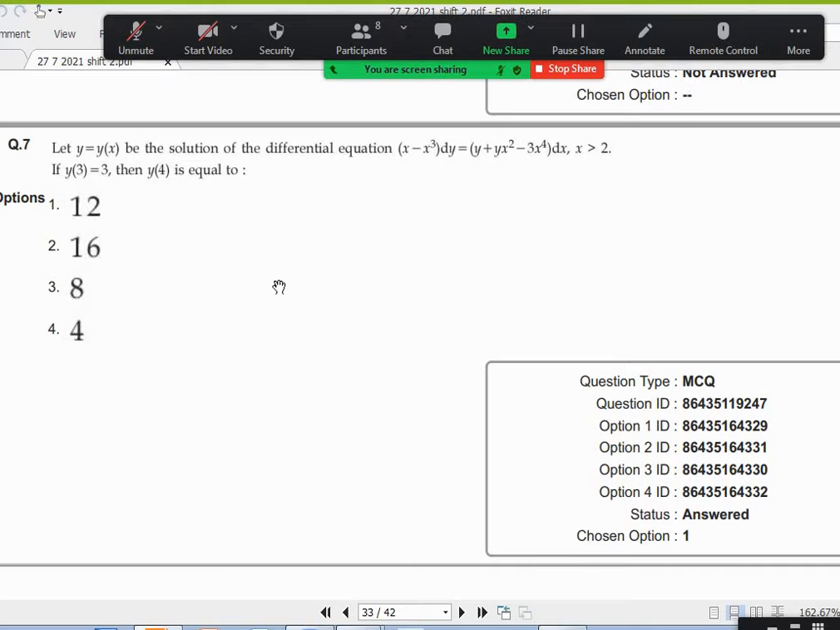Okay, 7. Let y equal to y of x be the solution of the differential equation x minus x cube into dy equal to y plus y x square minus 3x power 4 dx. So to solve this differential equation, they gave y of 3 is 3 and they want y of 4.